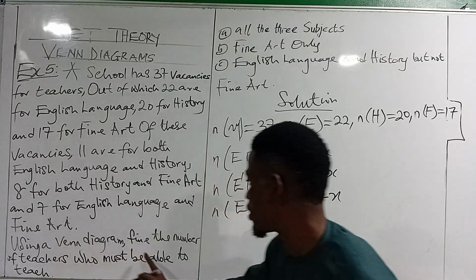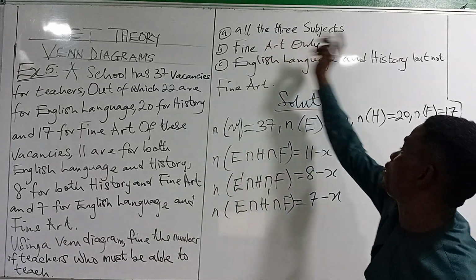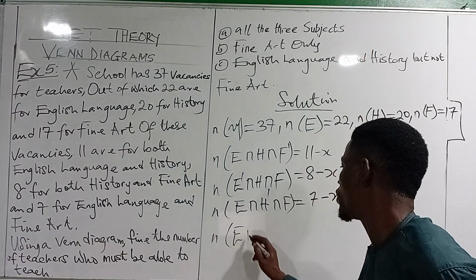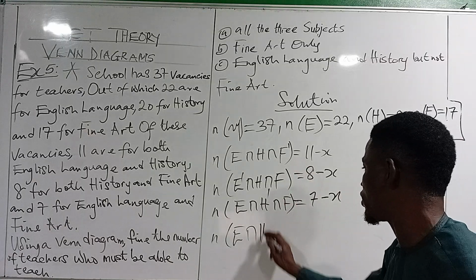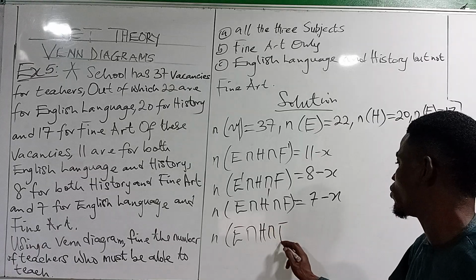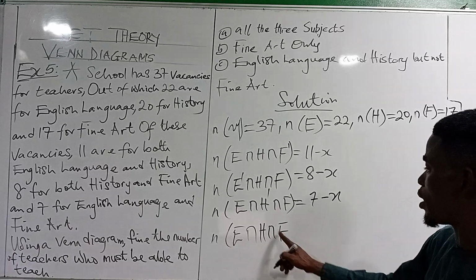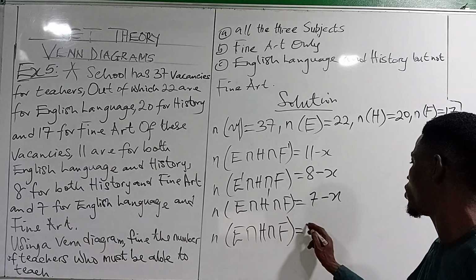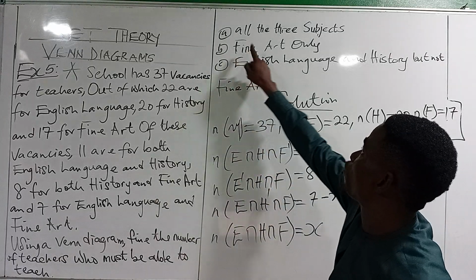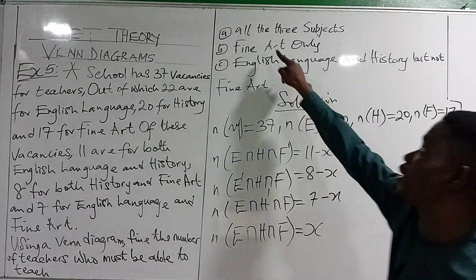Now, using a Venn diagram, find the number of the teachers who must be able to teach all the 3 subjects. So we need to know the number of the teachers who should be able to teach all the 3 subjects. So we have E intersection H intersection F. So we are going to make it to be x. Then B, fine arts only: the number of the teachers that are able to teach fine arts only.